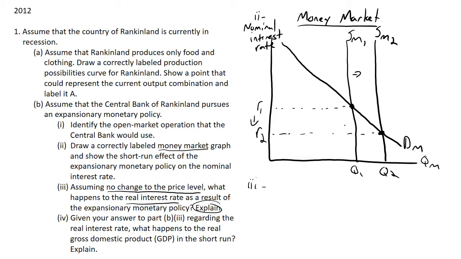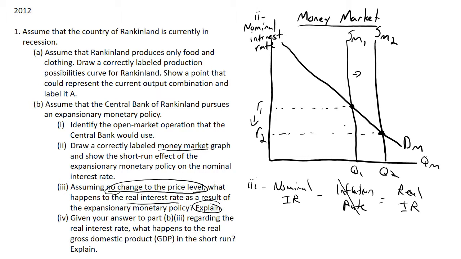In order to find the real interest rate, you want to start with the nominal value, right, the one that has not been adjusted. Then you want to subtract from that the inflation rate. And what's left is going to be the real interest rate. So they told us there was no change to the price level, so I'm just going to cross out inflation because I know nothing's going to happen to that.